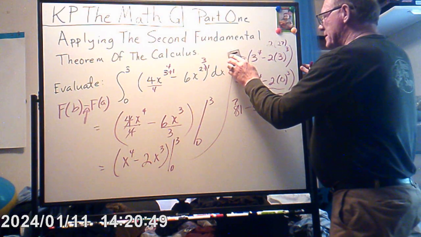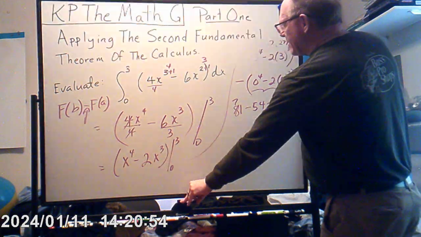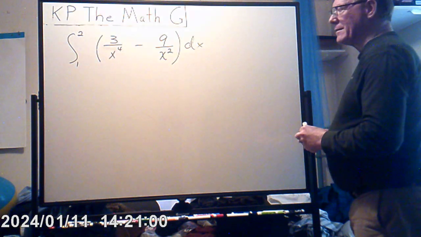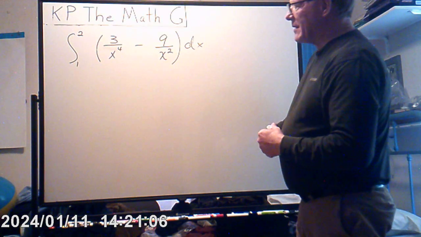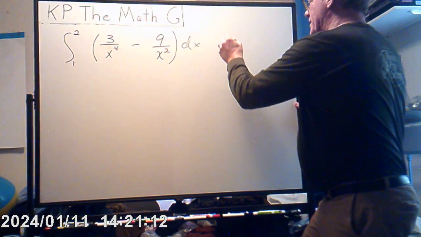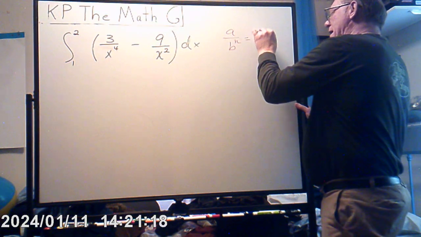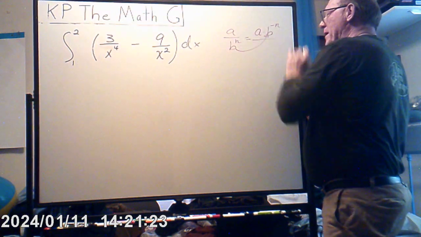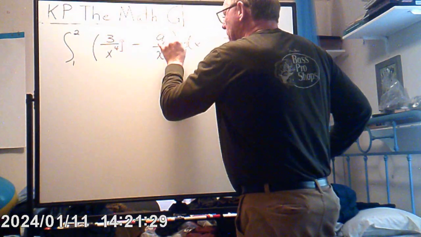Now, let's just flip the board over. I'm going to do number 2. It's a little bit longer. Takes a little more time to do. Here's the problem right here. I'm going from 1 to 2 in this problem here. Let's do it. We have to rewrite this a little bit, don't we? Don't we have a rule that says that a over b to the n is equal to a times b to the negative n? I'm just bringing that up here. And that's what we're going to do here. We're going to bring these up here.